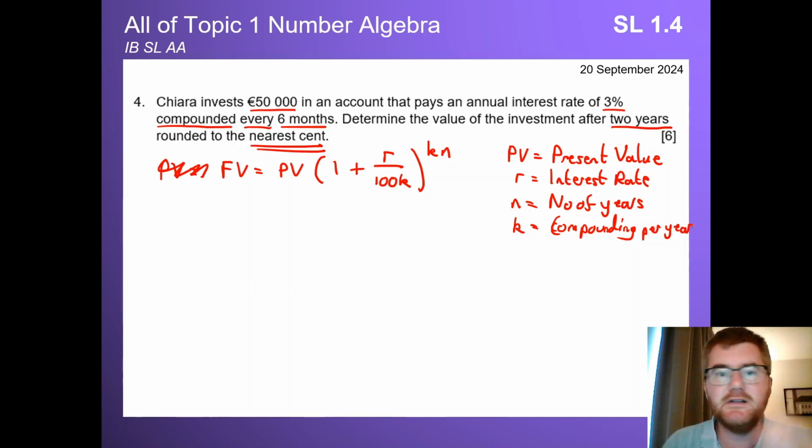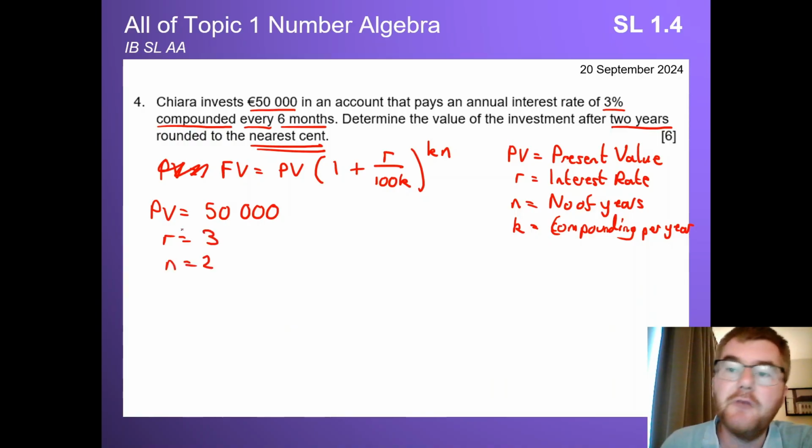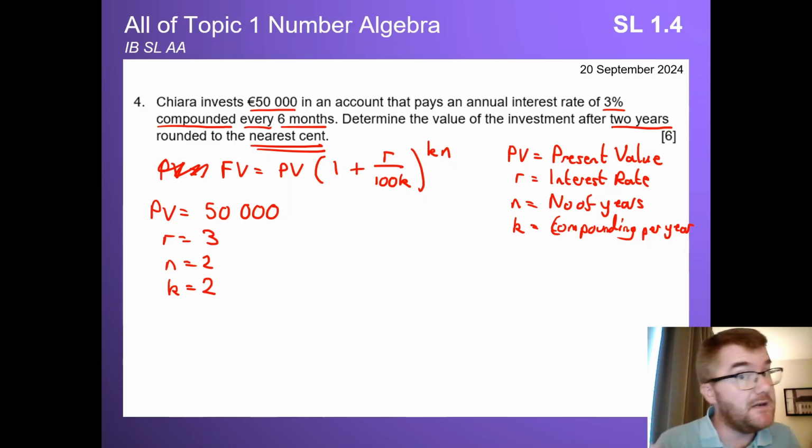Okay, so for this question, let's break this down. So the present value, so PV, Chiara has 50,000 euros. Our annual interest rate is at 3%, so R is equal to 3. The number of years is 2. And the compounding per year, so every 6 months, so it compounds twice in the year, so K is going to also equal 2 as well. Once you've established this, and when you do an IB question, you should write it like I've done. What's PV, what's R, what's N, what's K? Because for more complicated questions, maybe they want you to work out the annual interest rate, or how much it is compounded.